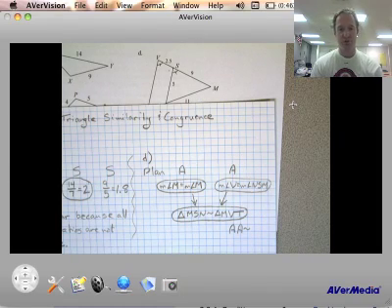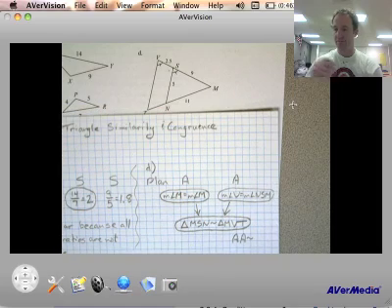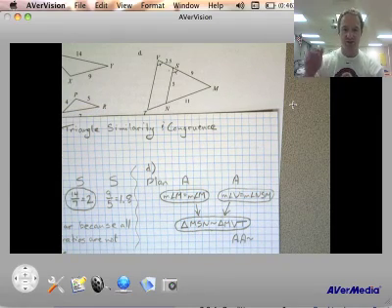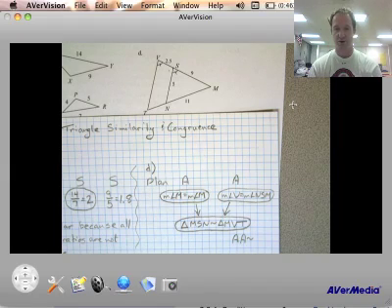So that is our flow chart for part D. We'll finish number 64 and move on to some talk about congruent triangles as well tomorrow in class.